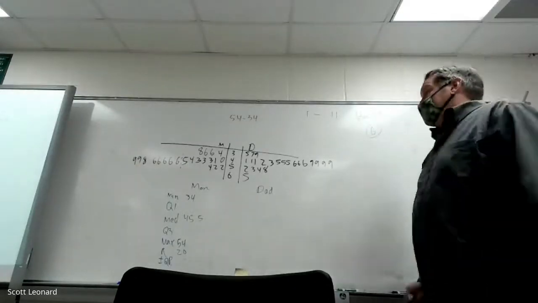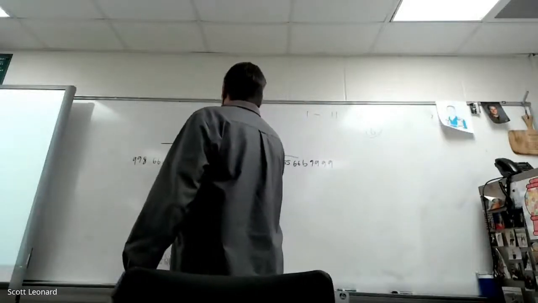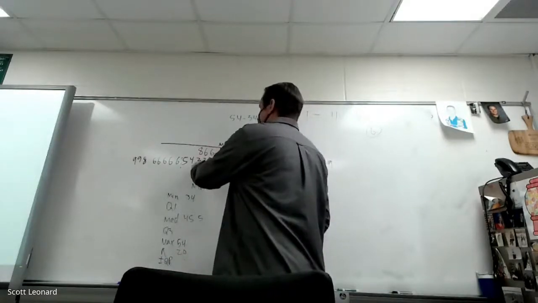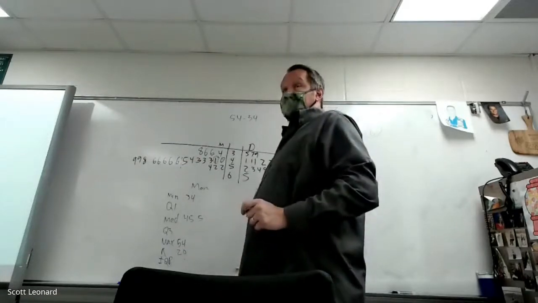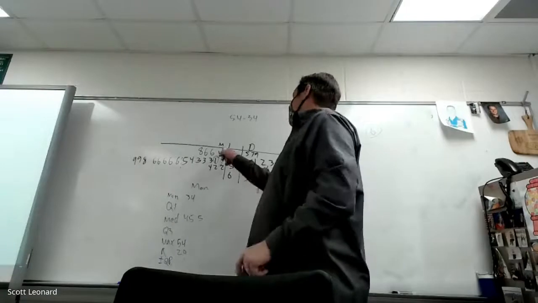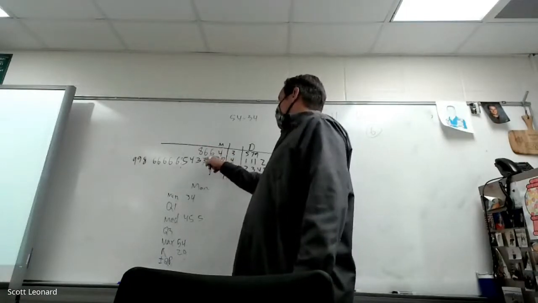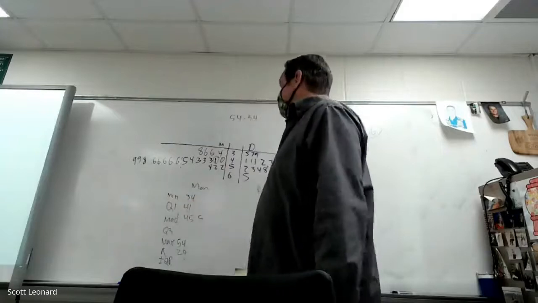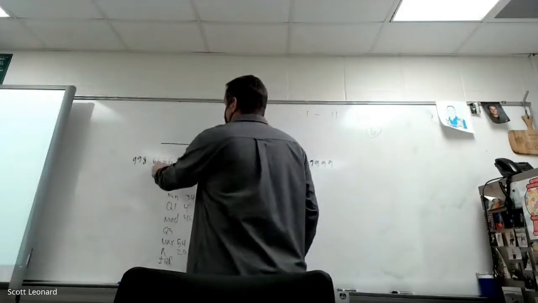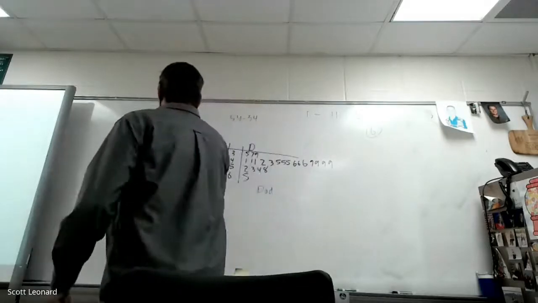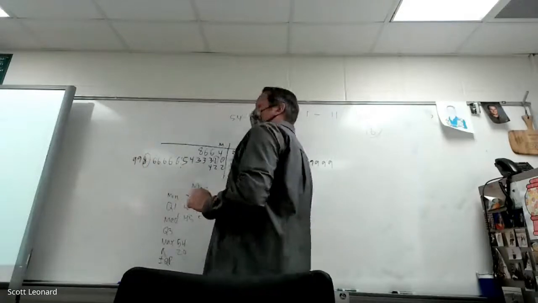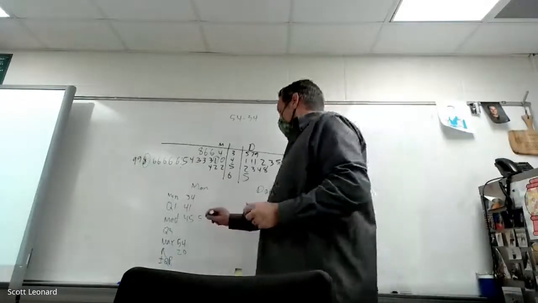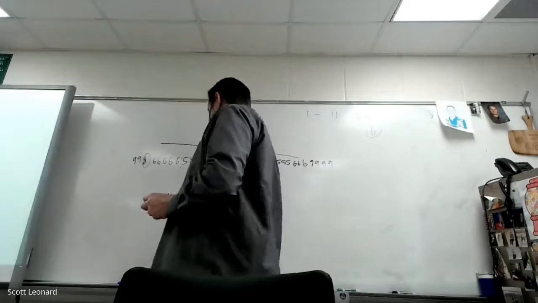We did this last week, so I'm going to count here. 1, 2, 3, 4, 5, 6. So that's 5 numbers before it and 5 numbers after it. Okay, so 1, 2, 3, 4, 5, middle number, 1, 2, 3, 4, 5. So what number is that? 41. Okay, 1, 2, 3, 4, 5, 6. Five numbers before it, five numbers after it. You agree with me? Okay, so what number is that? Q3? 48. Okay.